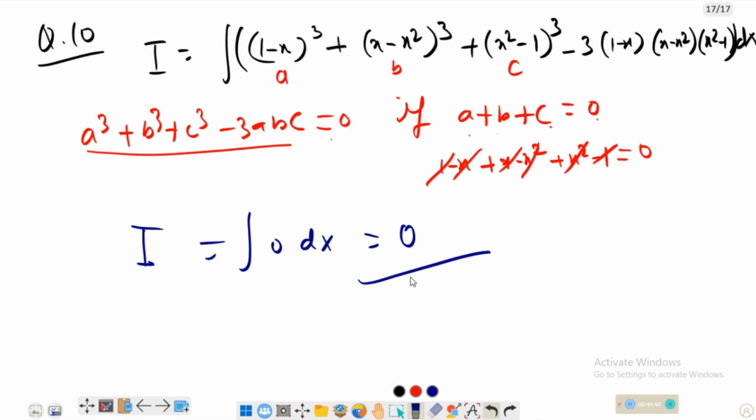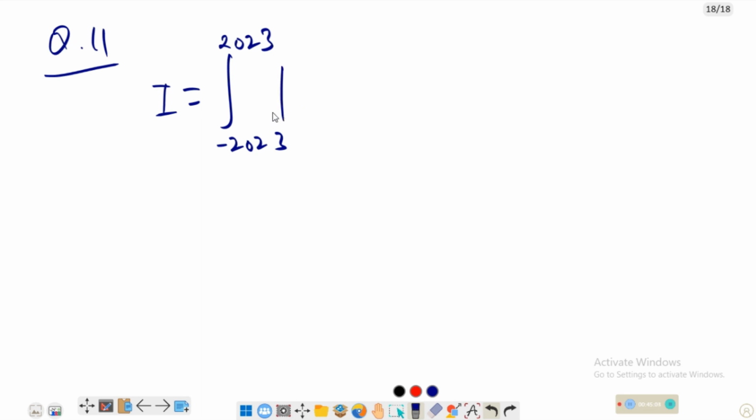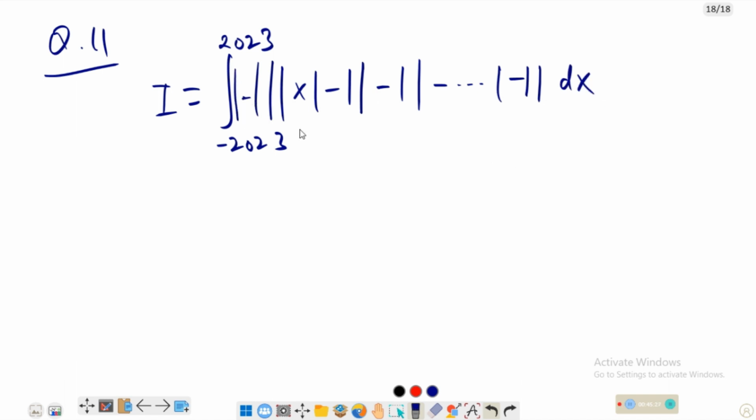So now move on to question number 11. Our integral is from minus 2023 to 2023 of mod x minus 1, minus mod minus 1, mod, minus dot dot minus 1 mod, dx. There are 2023 minus ones.